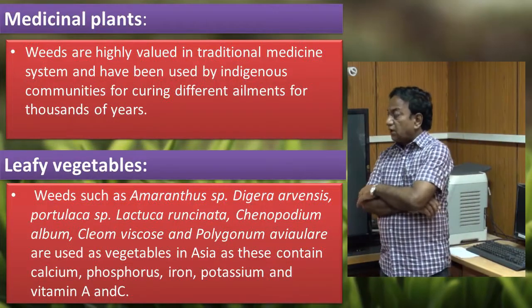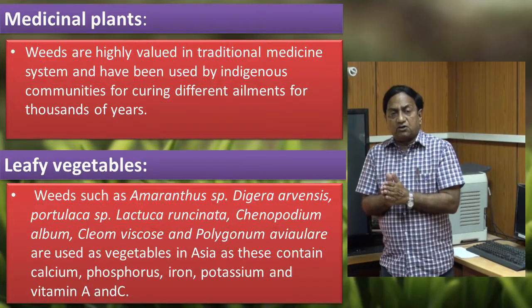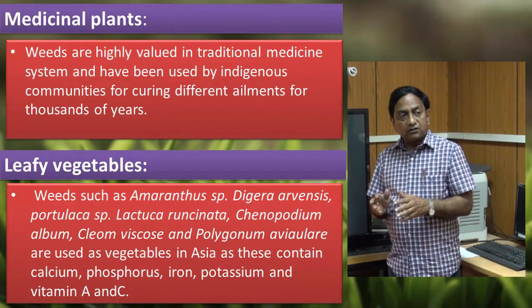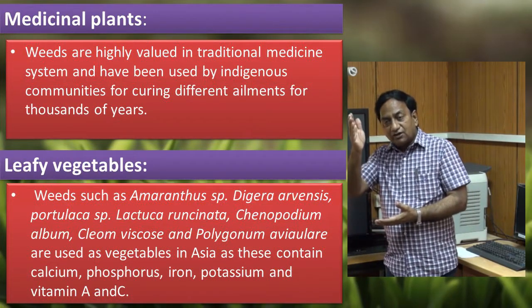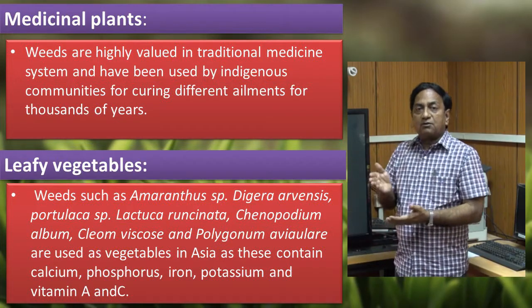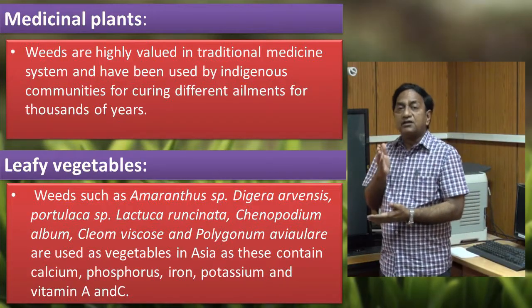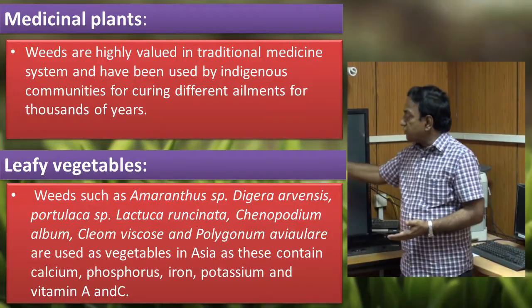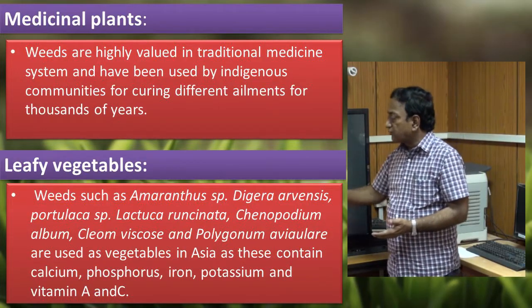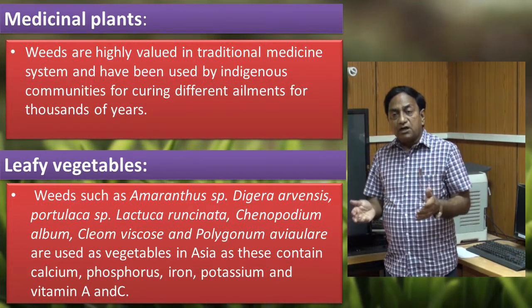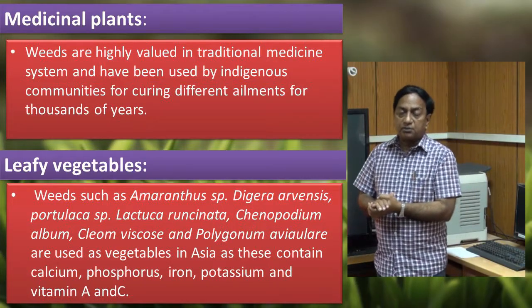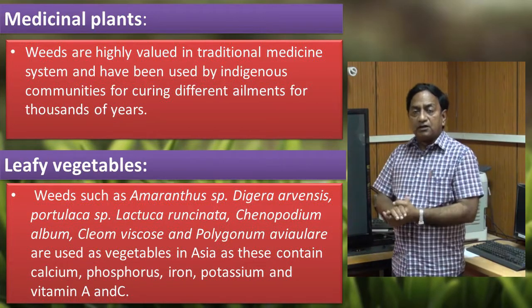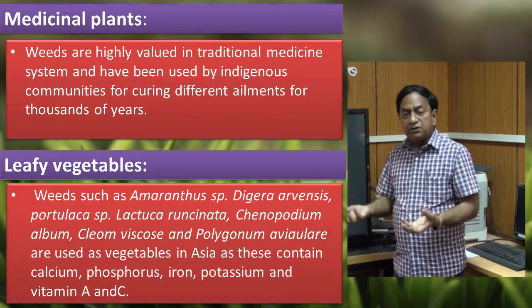So not only this, weeds are also a very good source of medicinal plants. About 90% of weeds are utilized in this way or that way as medicines. If you go through the various components of medicine, you will find that any medicine having medicinal-property weeds is included in that chemical composition. Weeds are highly valued in traditional medicine systems and have been used by indigenous communities for curing different ailments for thousands of years. If you go into the village area, people do not always get the benefits of doctors, hospitals, clinics or health centers. So they have their traditional methods of curing diseases by virtue of their available weeds.